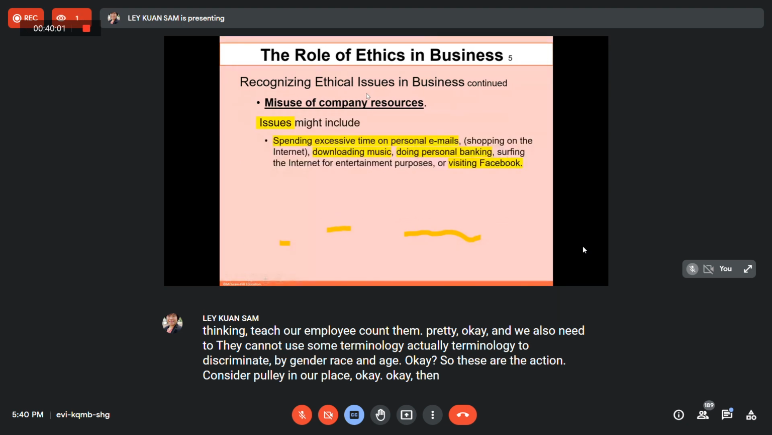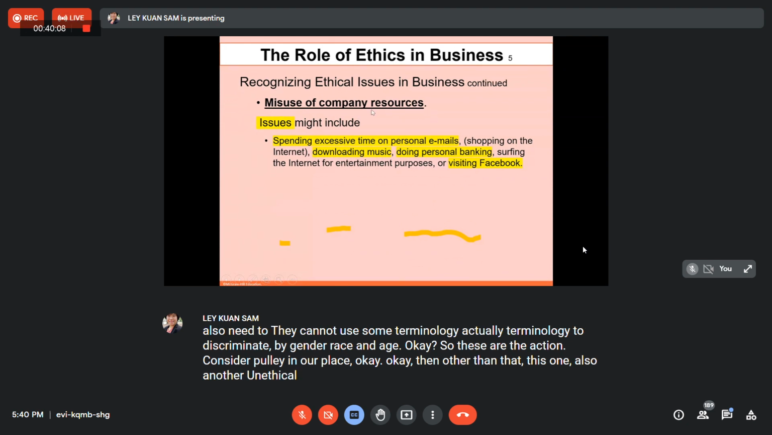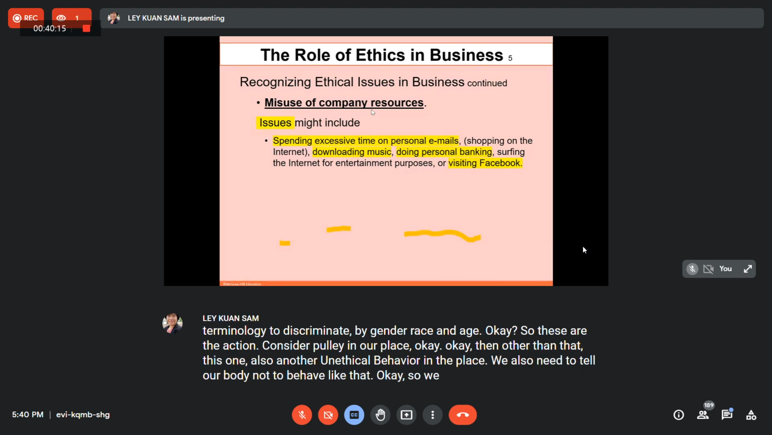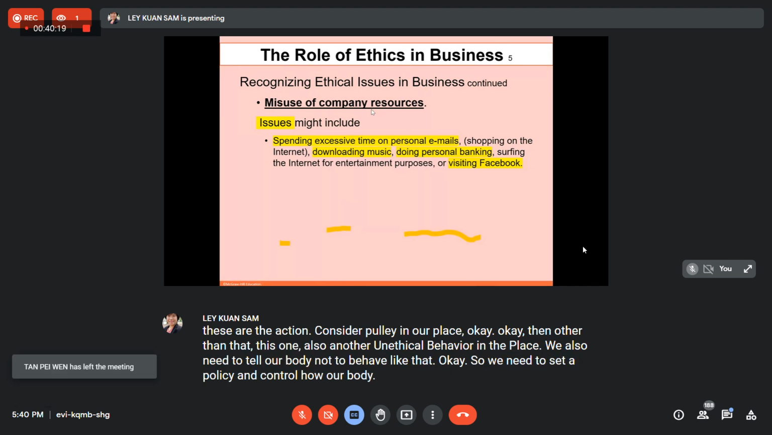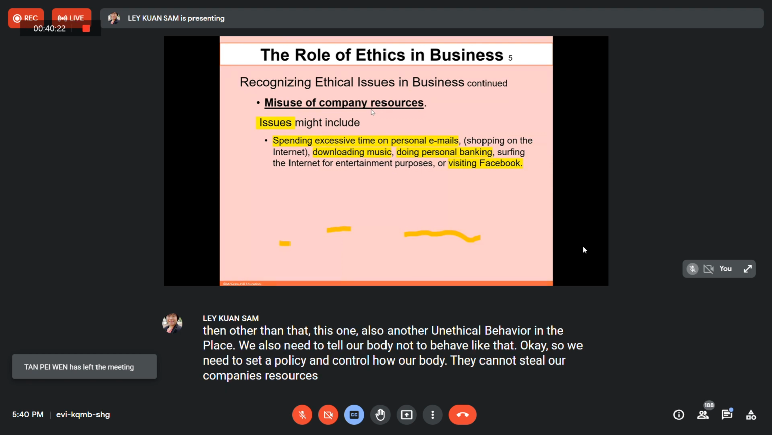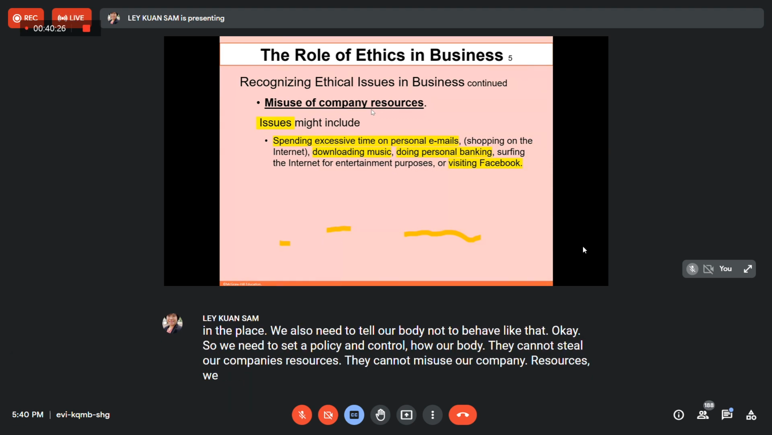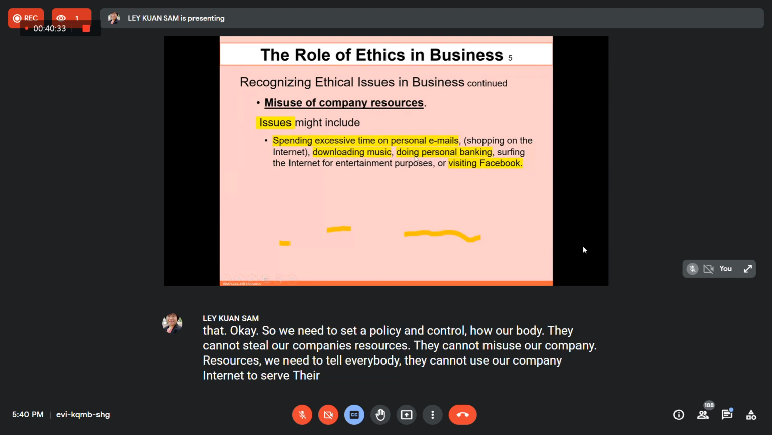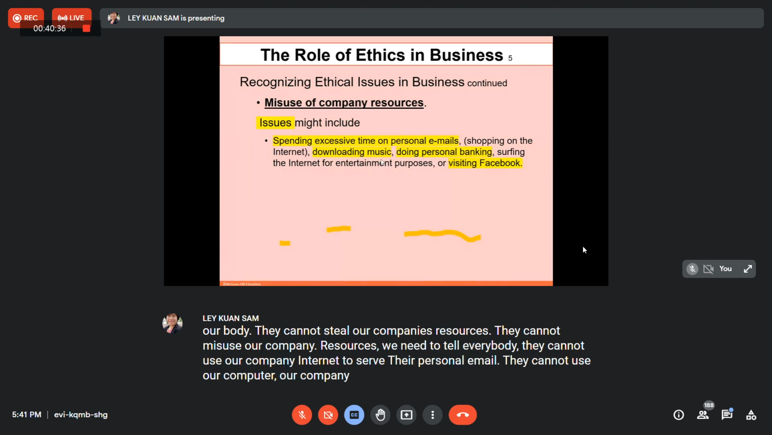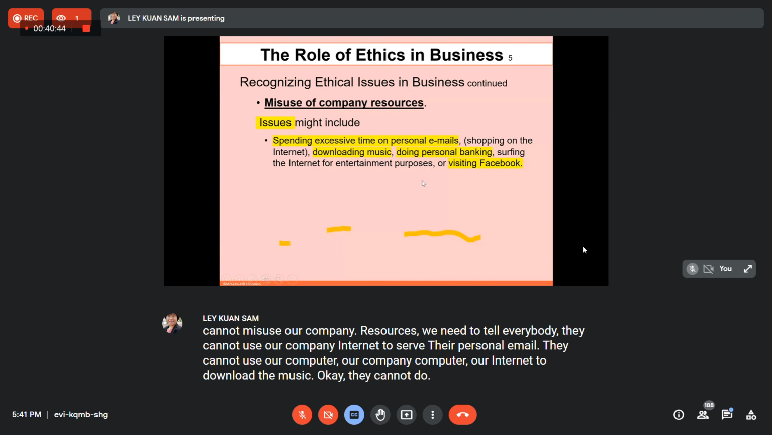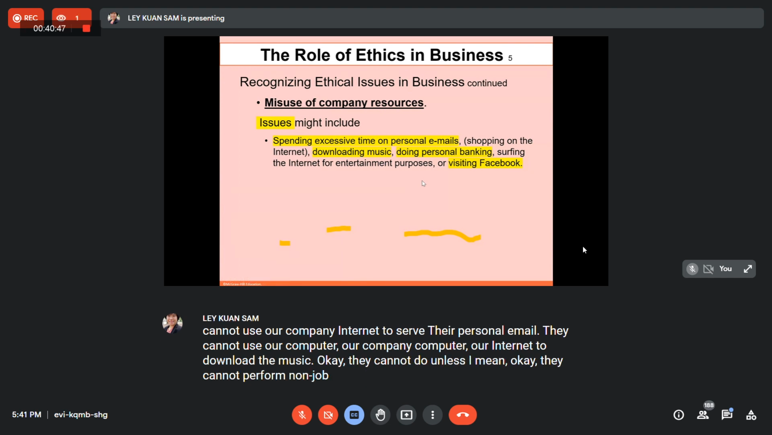Then other than that, this is also another unethical behavior in the workplace. We also need to tell our employees not to behave like that. So we need to set a policy and control. Tell our employees they cannot steal our company's resources. They cannot misuse our company resources. We need to tell our employees they cannot use our company internet to serve their personal email. They cannot use our company computer and internet to download music. They cannot perform non-job activity during work time. So we need to set rules to govern our employees.